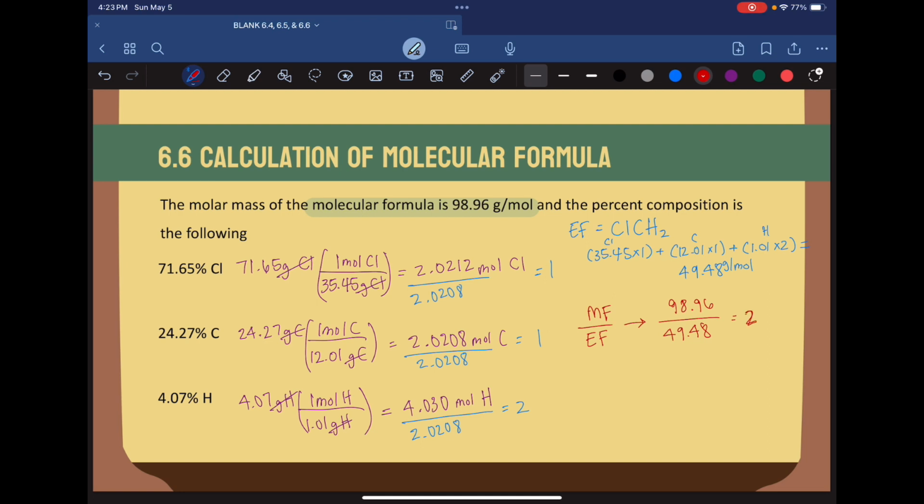So we can finally do the last step. I don't know why I wrote over 2 so many times, but the final step is to multiply the subscripts of the empirical formula by this number. So the subscripts would be these numbers here. So overall, your molecular formula is going to be Cl2C2H4.